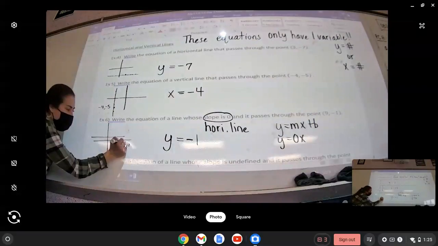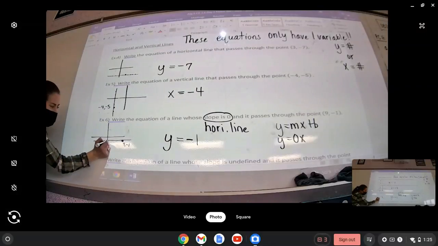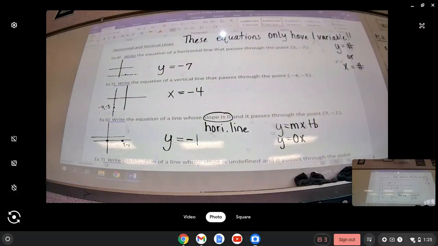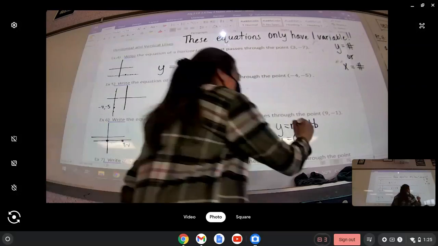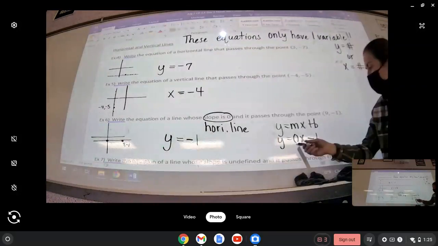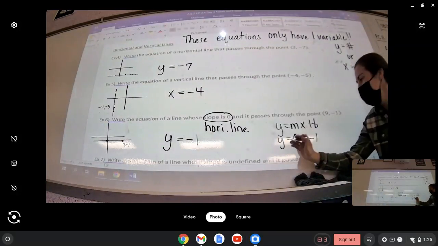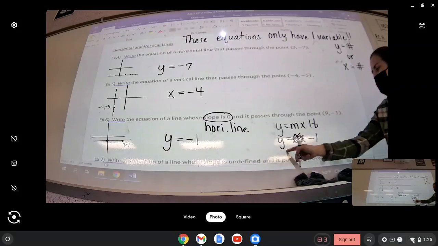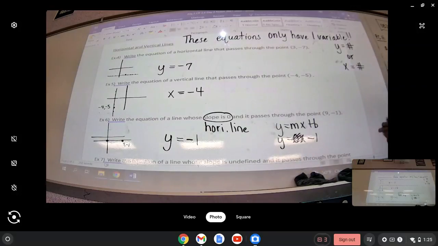If this is the point 9, -1, and this is a horizontal line, what's the y-intercept at? What y value? -1. So then you put your -1 in, and then 0x's, guys, that's really not there, and it's the line y equals -1. So you can do a little bit of math for horizontal lines, but I don't think you should get in that habit. I think you should be able to predict which coordinate doesn't change, because you're going to have to do that for the vertical ones.